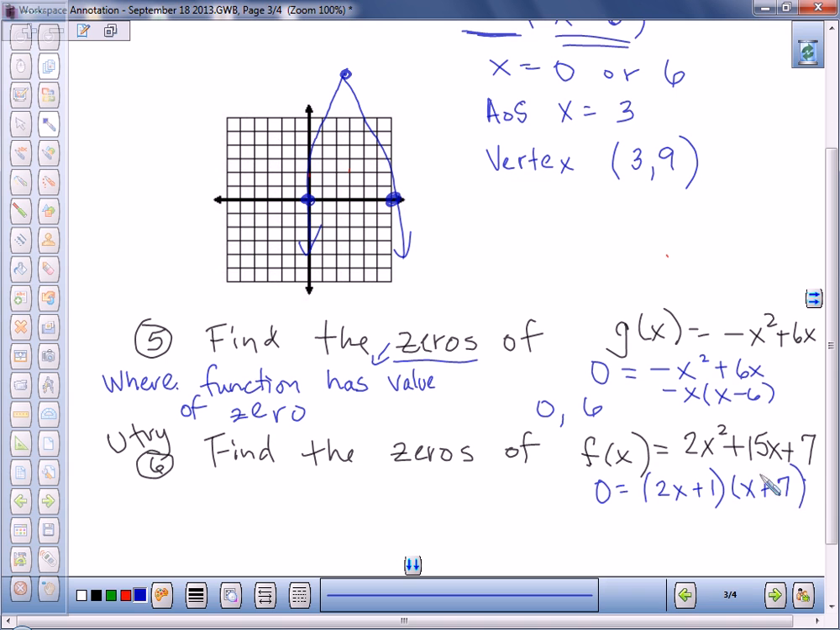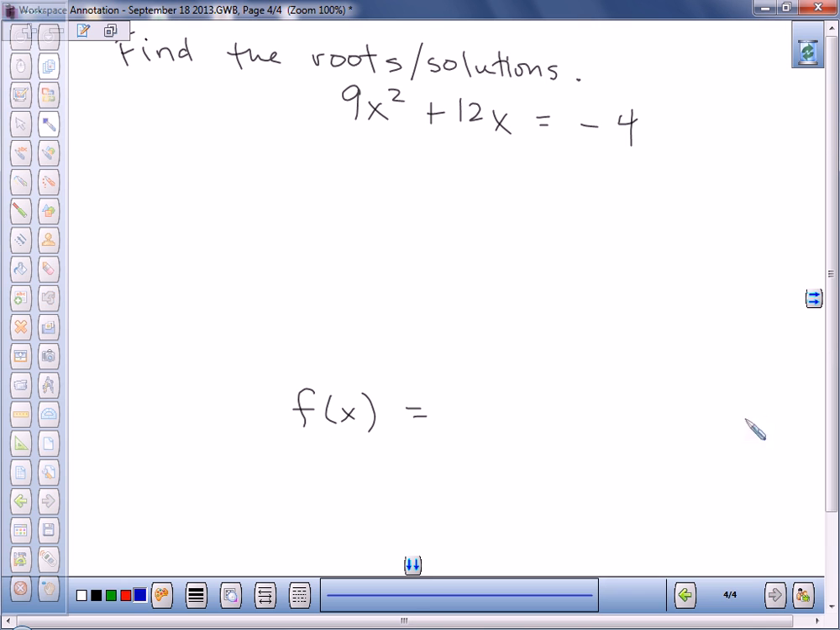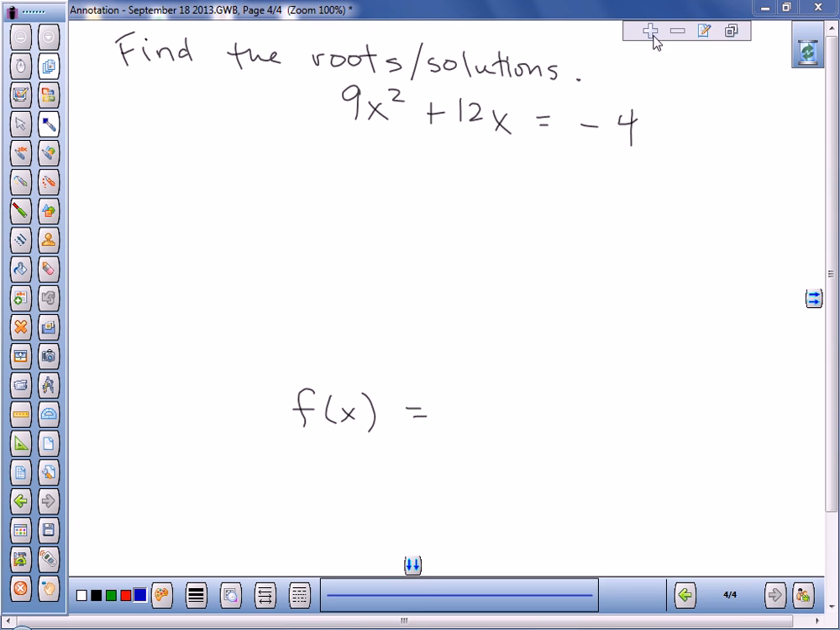Did you get the zeros of the function? They are -1/2 and -7. Those are the values for x that make that function have a value of 0. And the other way we can see it worded, do you see that this function is just an equation? You might be asked to solve the equation, or you might be asked to find the roots. The roots are the solutions to this equation.